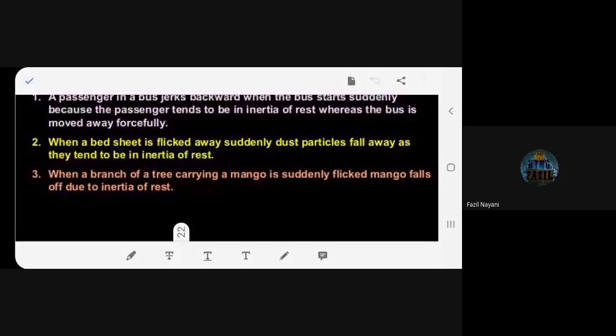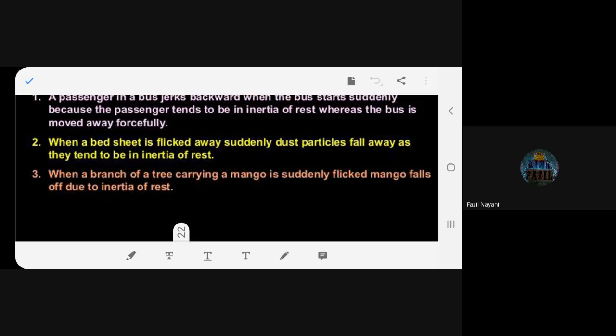Same way, the motion should be very fast, and then only you can see the inertia of rest. The second example is that you just take away the bed sheet. You're removing the bed sheet from the bed, and suddenly you can see the dust particles literally falling away. Why? Because the dust particle was at rest. So you can see dust particles showing the inertia of rest. You understood now? Here, what is moving? The bed sheet. And what was at rest? Dust particles. You understood now?